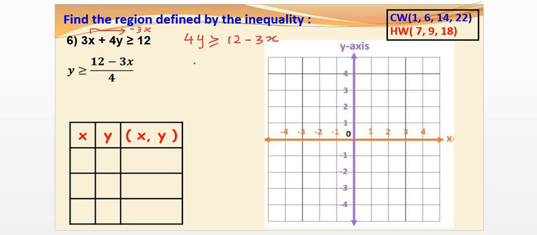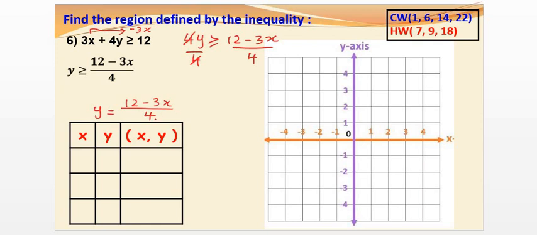Now to make this y alone, you will again divide both sides by 4. Divide this side by 4 and divide this side by 4. So 4 will cancel 4 and you will get y is greater than or equal to (12 minus 3x) over 4. Now what will be the equation? Y is equal to (12 minus 3x) over 4. You can choose any values of x, then find the corresponding values of y, and then get the ordered pairs, plot them over here, shade the area, right?